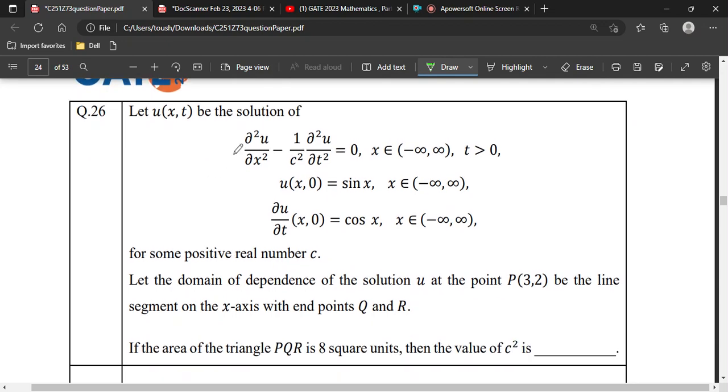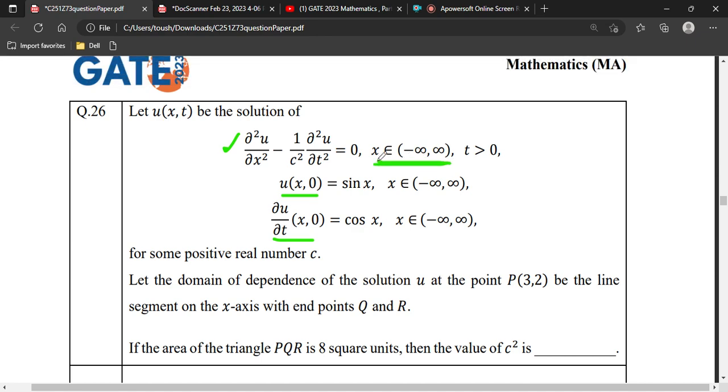So they have said that this is a wave equation. Now they have given this u(x,0), that means the initial displacement, and the initial velocity. And look here, this x is from minus infinity to infinity, right? So that means x belongs to R, the whole of R. So that means here we can apply the D'Alembert solution clearly.